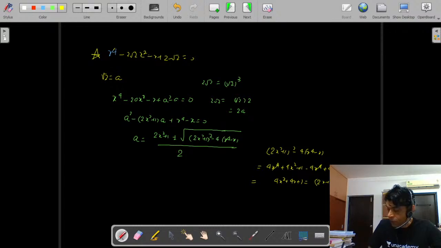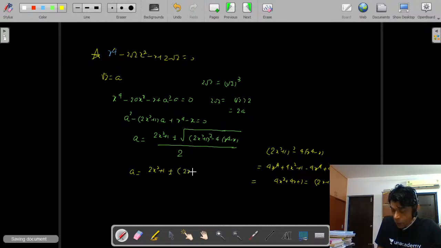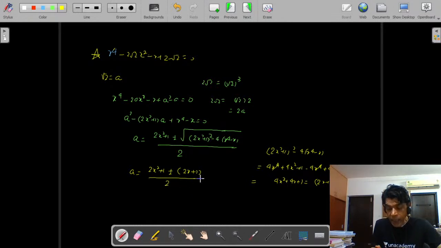That's a perfect square. I did not think of that, right? Nobody thought this would come out like this when we started. Something has come out as a perfect square, so actually the radical sign is removed now. So you are getting a equals 2x squared plus 1 plus or minus, and this whole thing goes out and gives 2x plus 1, over 2. In a way, we are able to factorize this. What we could not do directly, we have done indirectly.